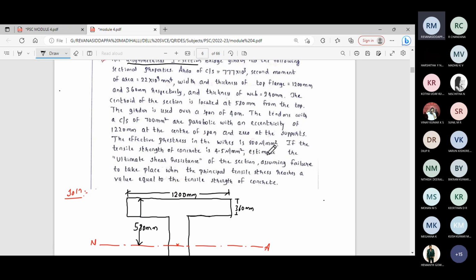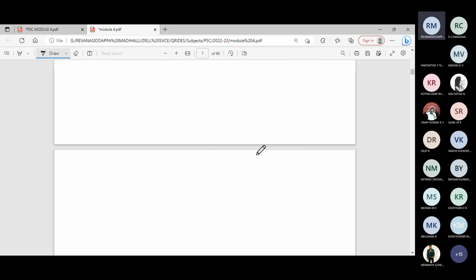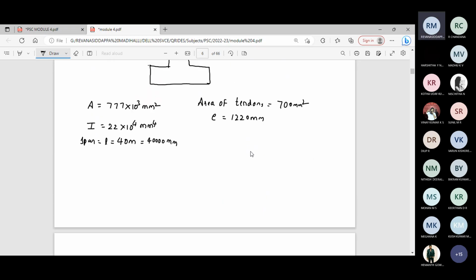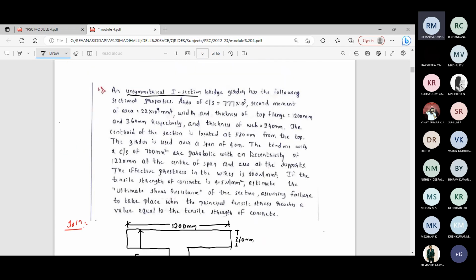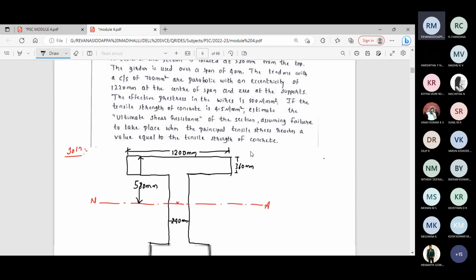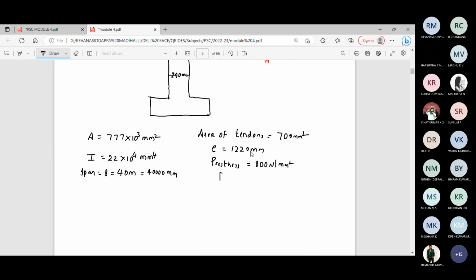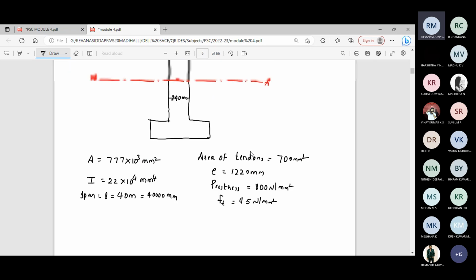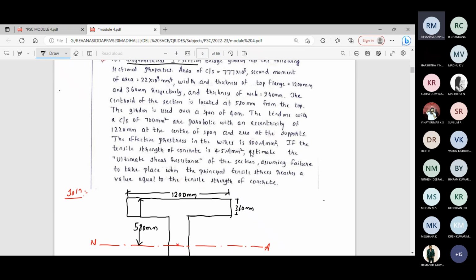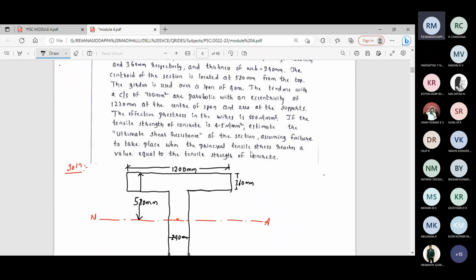The effective pre-stress in the wires is 800 Newton per mm square. Pre-stress is given as 800 Newton per mm square. If the tensile strength of the concrete is 4.5 Newton per mm square, Ft is equal to 4.5 Newton per mm square. The tensile strength of the concrete is represented by the sign Ft. Estimate the ultimate shear resistance.